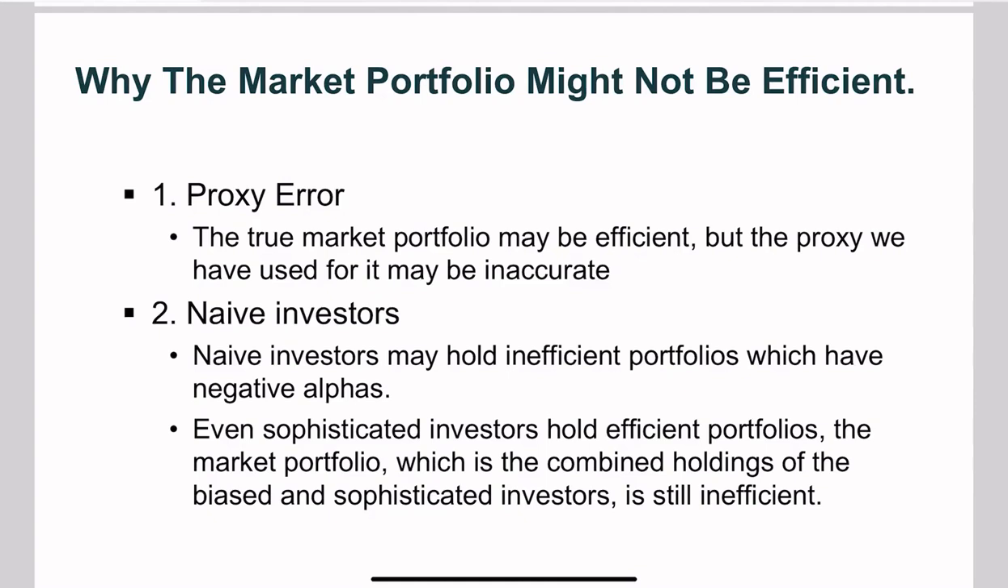Maybe in the market, we also have more sophisticated investors. These investors will hold efficient portfolios. However, if the market portfolio is the combination of inefficient portfolios and efficient portfolios, in the end, the combined portfolio, the market portfolio, potentially is still inefficient, right? So those are the two arguments we use to justify why your CAPM model is potentially not the best model to use.